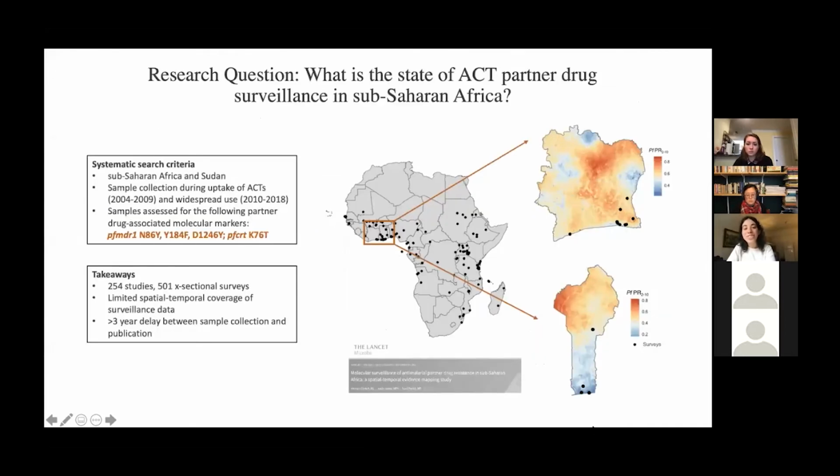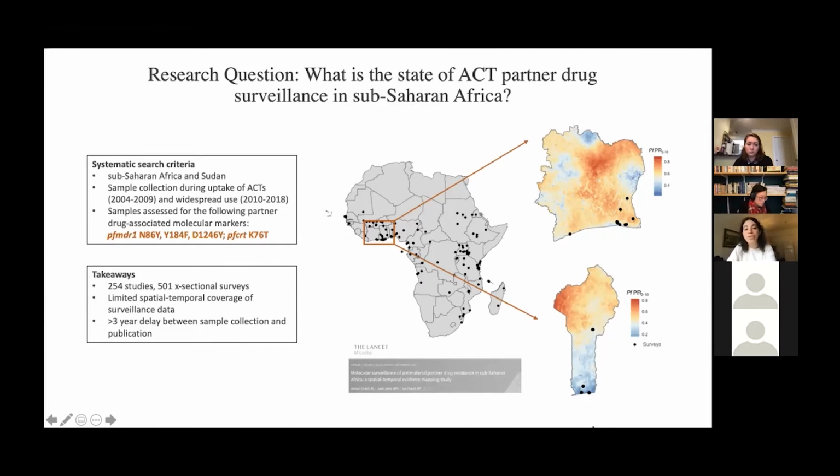The good news is that researchers have been tracking these markers over the last 2 to 3 decades. So we asked, who is doing this work, how often, and how can we harness the existing data that we have? So we conducted a systematic search for studies that collected data on 4 of these markers related to ACT partner drug resistance, which are shown in bold and in orange, from 2004 to 2018, representing the uptake and widespread usage of ACTs on the continent.